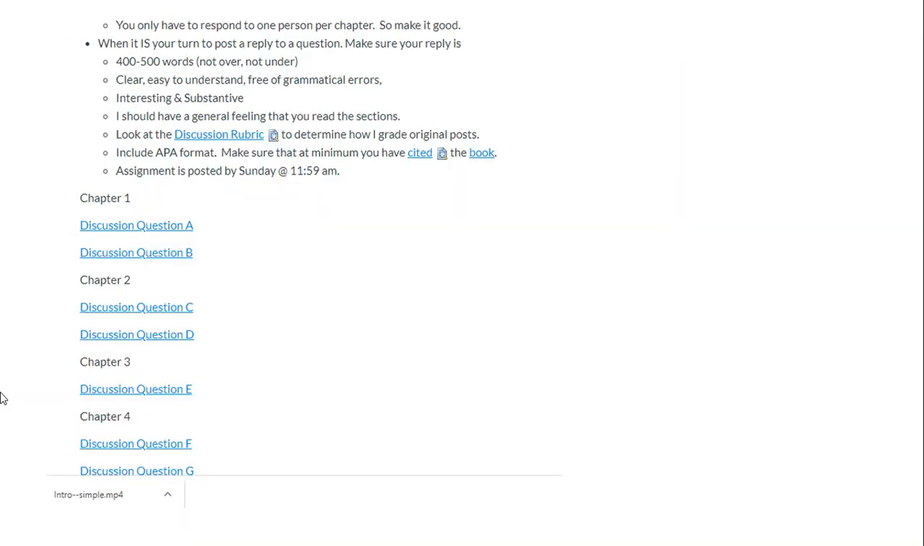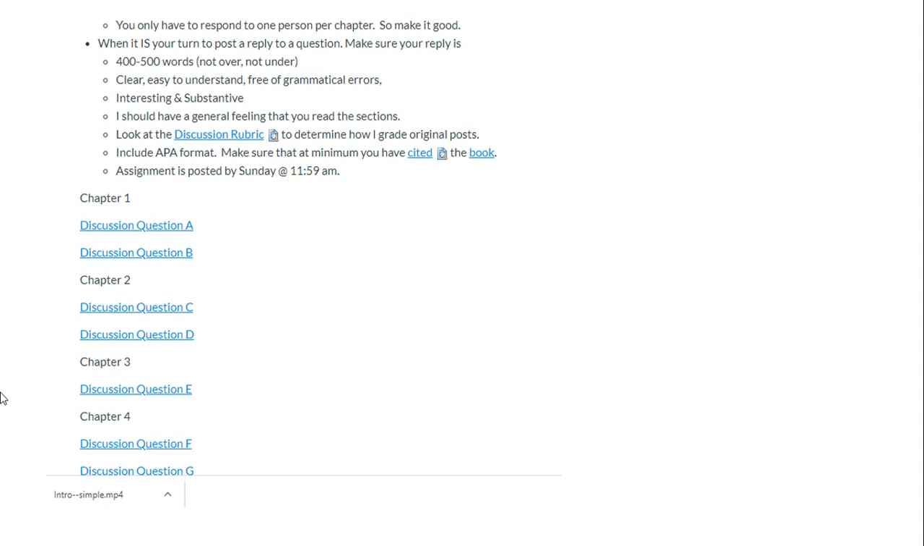Now, when it's your turn to write the long 500-word post to the question, then you should also take a look at the rubric for that. And there is a rubric for that. And again, what I'm going to be looking for are some simple things. That your post is 400 to 500 words. Please do not go under the 400, and please do not go over the 500 by too much. It should be clear and easy to understand and free of grammatical mistakes.